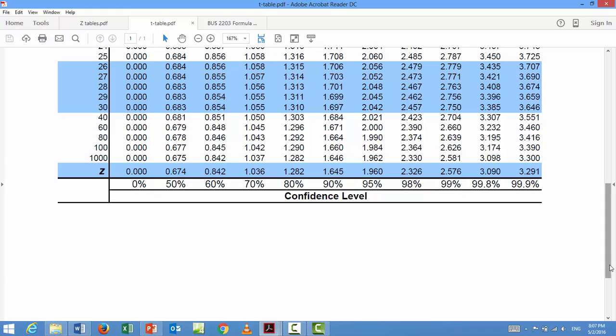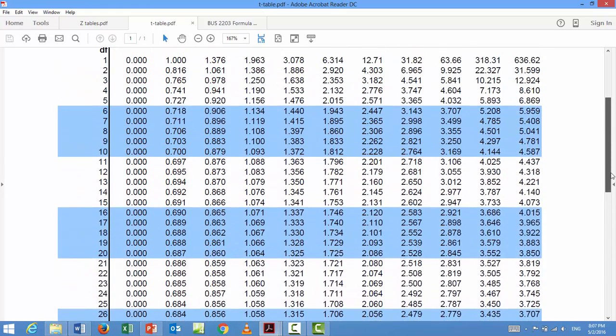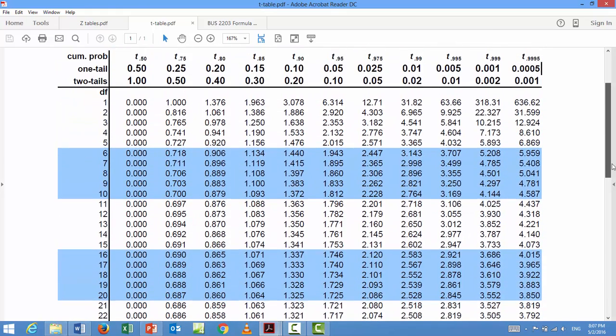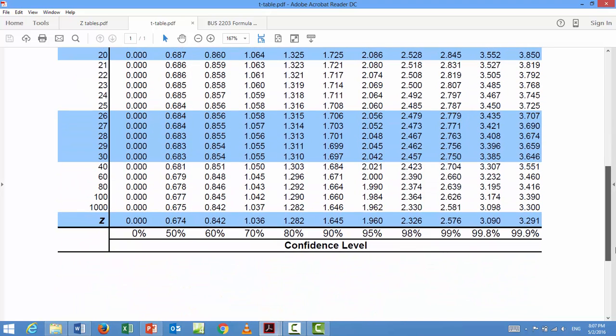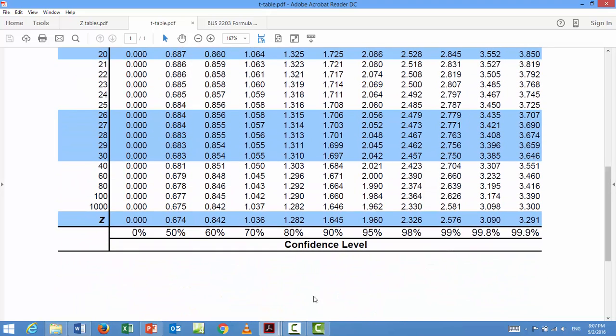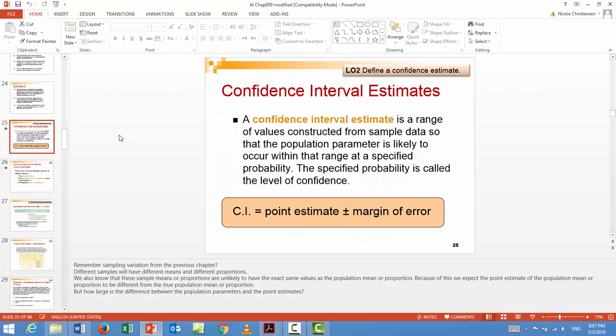Now if we are using the t-distribution, it's slightly different, and I'll cover that when we come to a problem like that. So here's our formula for confidence intervals. As one student said, it's just like a recipe, and we just put in the ingredients.